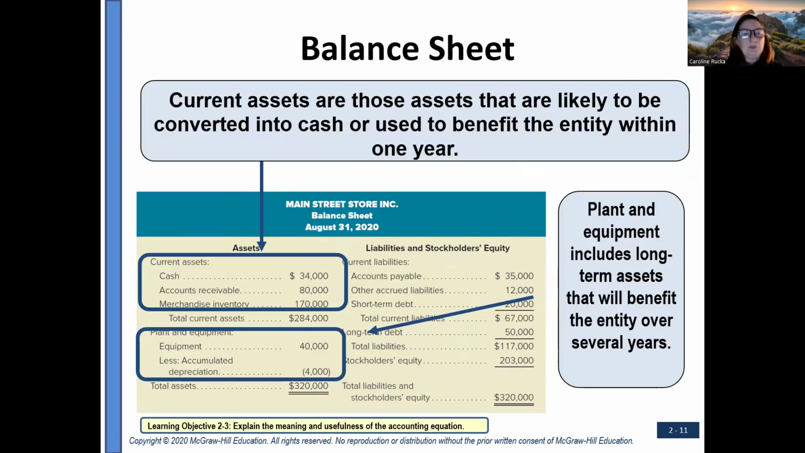Okay. So here is just words in pictures. Okay, we're pointing out each of these items that we defined on the last slide and where we find them on the balance sheet. Remember on the balance sheet that we list our assets in order of liquidity. That's how quickly we can change those into cash.